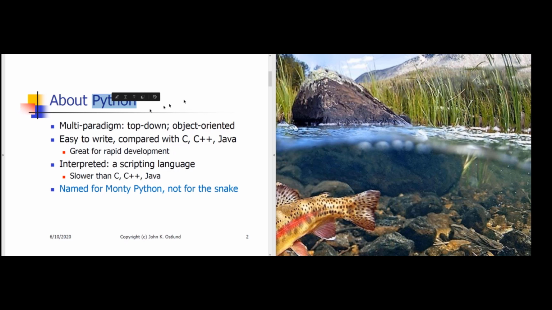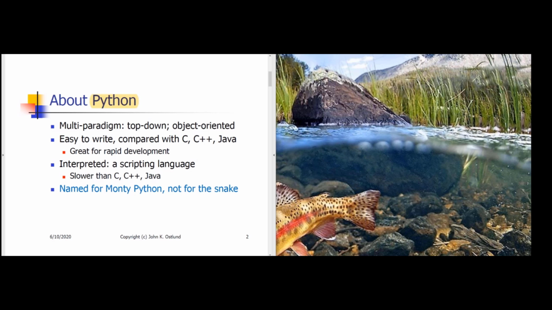Well, what about Python? Python is what's called a multi-paradigm programming language. That is, you can use it to do top-down functional decomposition kinds of programs, which works very well for small to medium-sized programs. You can also use it to do object-oriented programming, which works better for larger programs and also is a better mechanism for reusing code in the future.